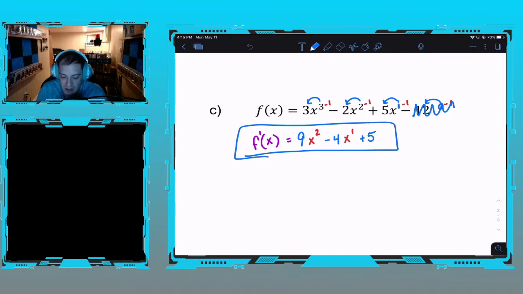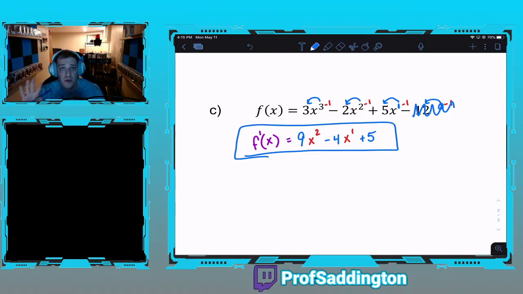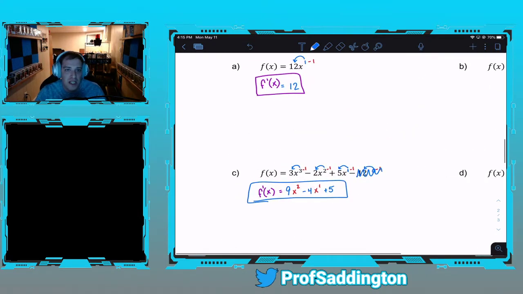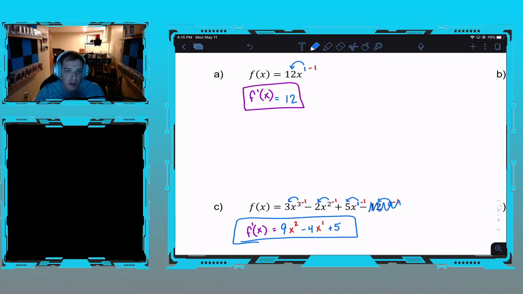So for our final answer, you should notice we had 4 terms, which is what we started with. When we did the derivative, we now have 3 terms. So you're always going to lose a term as you go through, as long as you have, I'm blanking, a constant. That's what I was trying to say. As long as you have a constant that does not have a variable. Notice we didn't lose a term in part A. We had 12x, and then the answer was 12. The reason why we didn't lose a term is because there was an x variable there.